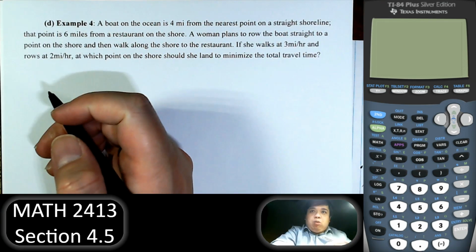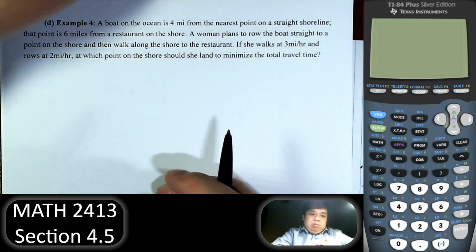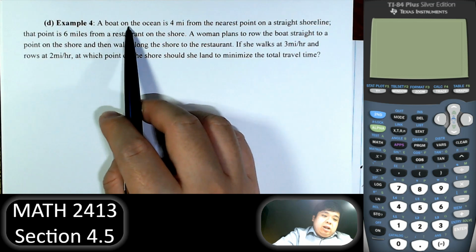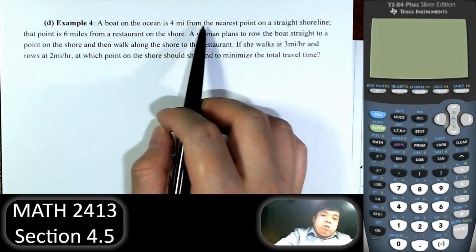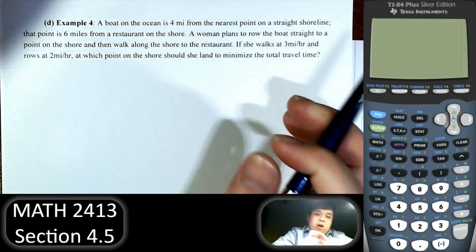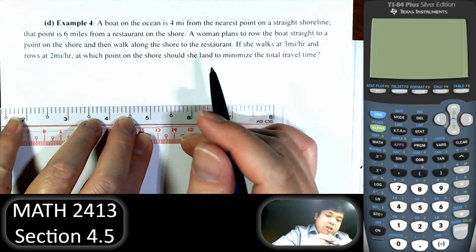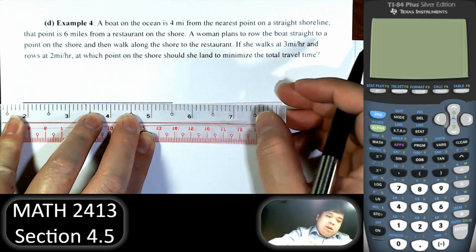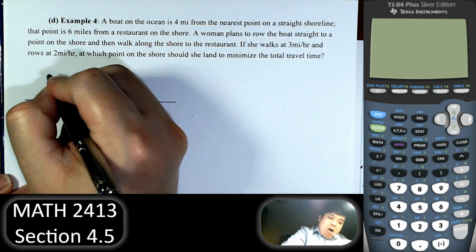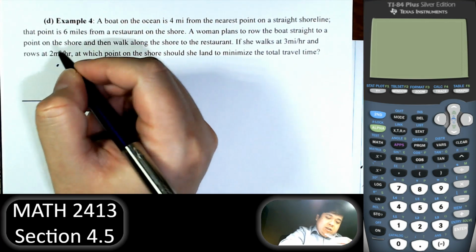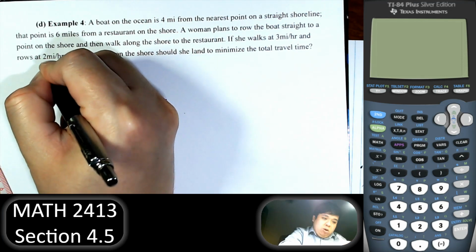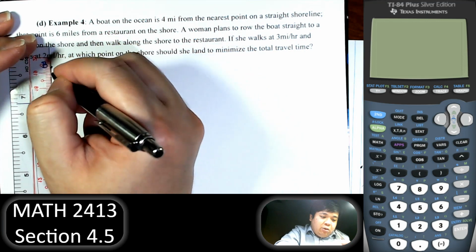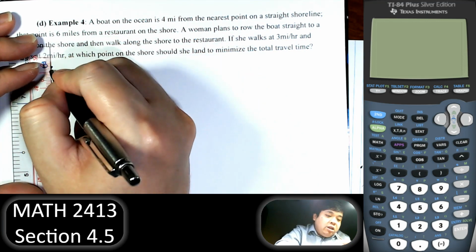I have to redo this problem because the first time I didn't like the way I did it. Right, so the problem: we have a boat on the ocean that is 4 miles away from the nearest point on the straight shoreline. So we have a straight shoreline and a boat 4 miles away from it. So this is where the boat's at. The shortest distance from the boat to the shoreline is 4 miles.